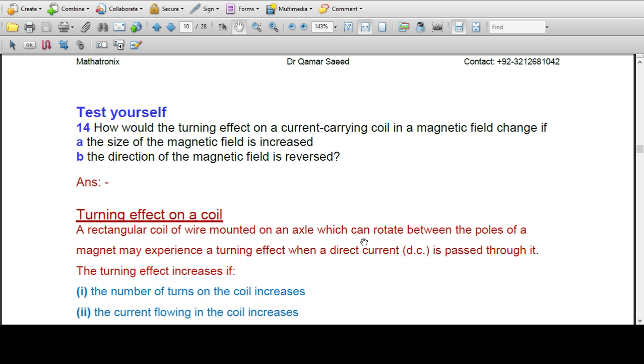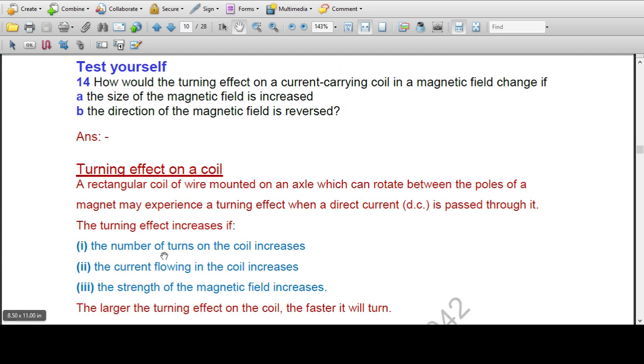Test yourself: how would the turning effect on a current carrying coil in a magnetic field change if the strength of the magnetic field is increased or the direction of the magnetic field is reversed? In part A, the turning effect on a coil will increase if the number of turns on the coil increases, because more turns means the magnetic field will increase. The current flowing in the coil increases.